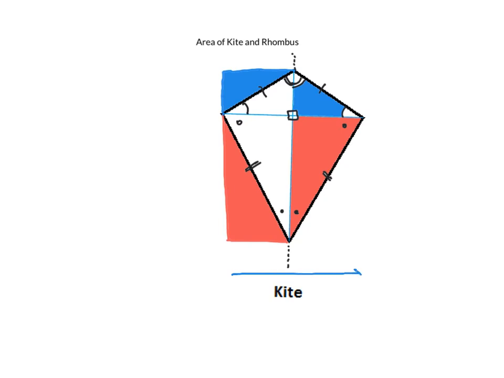Now, this here is one of the diagonals. That's the original width of the kite. We could call that diagonal 1. And this here is the height of the kite. That's also a diagonal. We could call that diagonal 2.